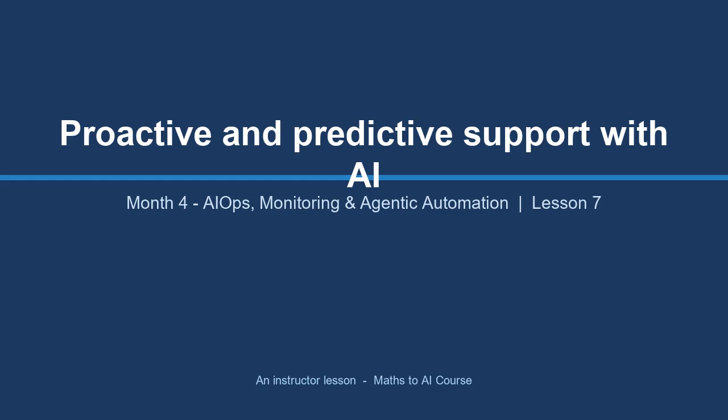Welcome to Lesson 7. So far we've reacted to alerts and remediated them safely. Now we shift the whole posture from reactive ticket handling to proactive and predictive operations. We'll detect anomalies and trends in endpoint telemetry, forecast failures before users ever feel them, and act early, all within the same guardrails we've built across the module.